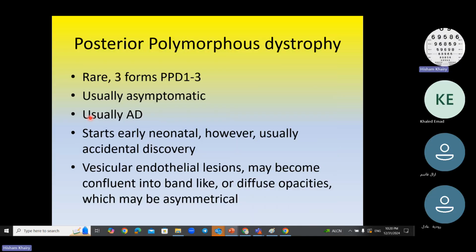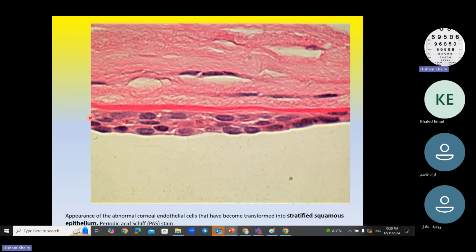So what is posterior polymorphous dystrophy? It is rare. There are three forms. Usually asymptomatic, usually autosomal dominant, starts early in the neonatal period. However, the discovery is usually accidental. There are vesicular endothelial lesions which may become confluent into band-like or diffuse opacities which may be asymmetrical. Here, as we see, this is the membrane, and this endothelium becomes multi-stratified, like stratified squamous epithelium with periodic acid Schiff.